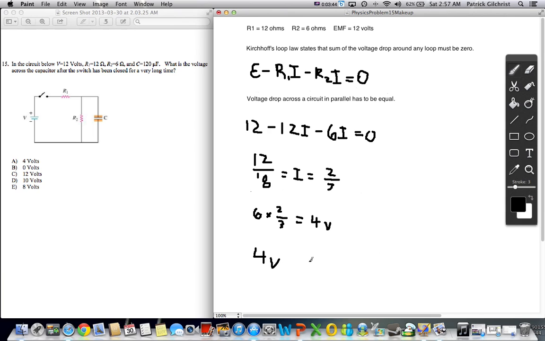And that is answer A. And that's how you do that problem.